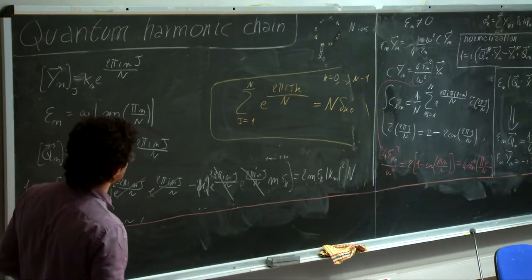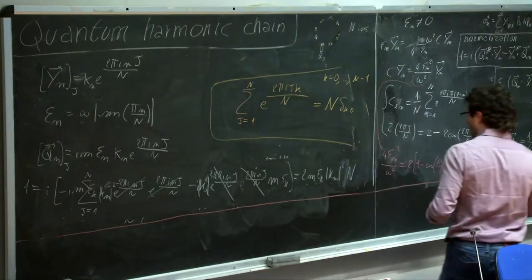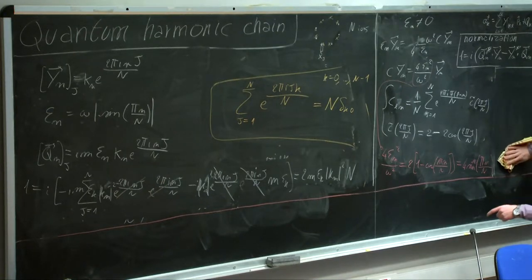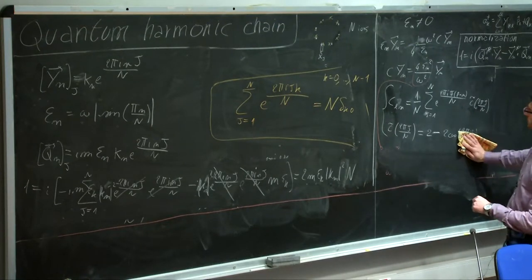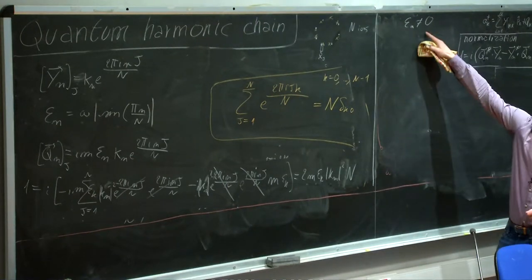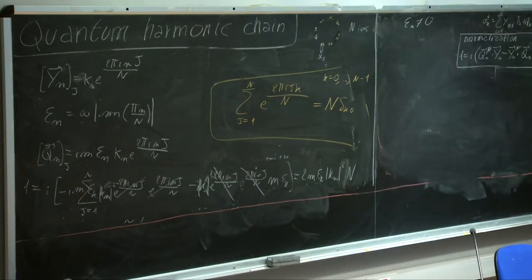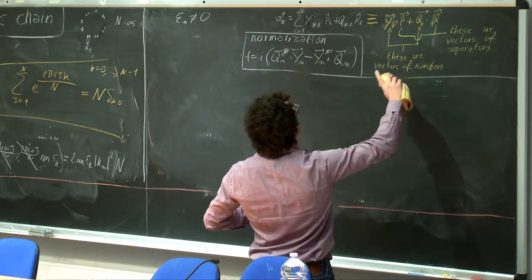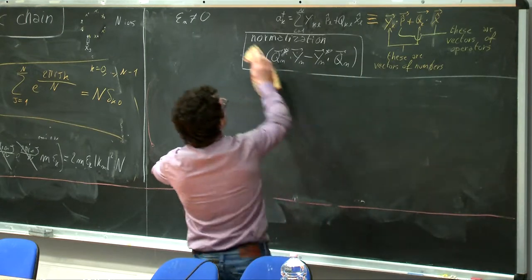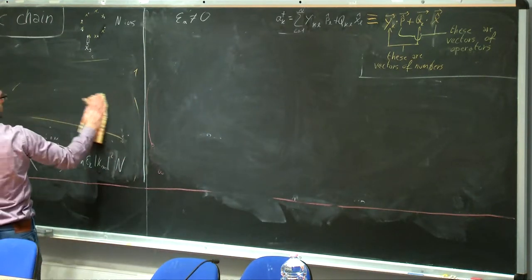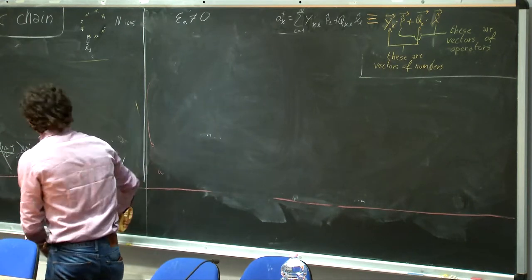Okay, so what can I erase here? This I can. This I can. This I can. Indeed, we assumed from the beginning that epsilon was different from zero. Why did we do that? So normalization is this. We don't need this anymore. Okay.